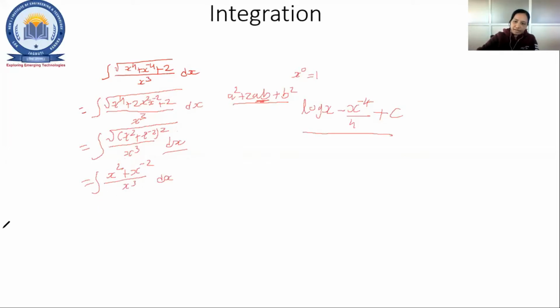You can just apply the sum formula. That means you write it separately: integration of x square upon x cube dx plus integration of x raised to minus 2 upon x cube dx. Now it's a simple one. Here x square and x cube, so you can write 1 by x dx plus integration of the next term. What should I write here? I want the integration in that way.